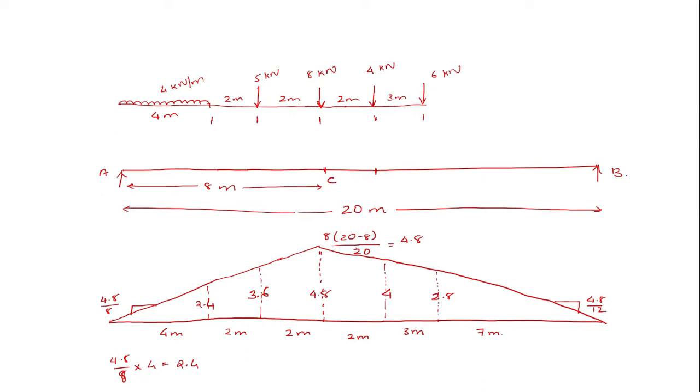Okay, so in order to find the bending moment, you simply multiply the corresponding load by the ordinate. So 6 into 2.8 plus 4 into 4 plus 8 into 4.8 plus 5 into 3.6, and for this UDL you will have to find the corresponding area of this entire section. Okay, so let me write it here.